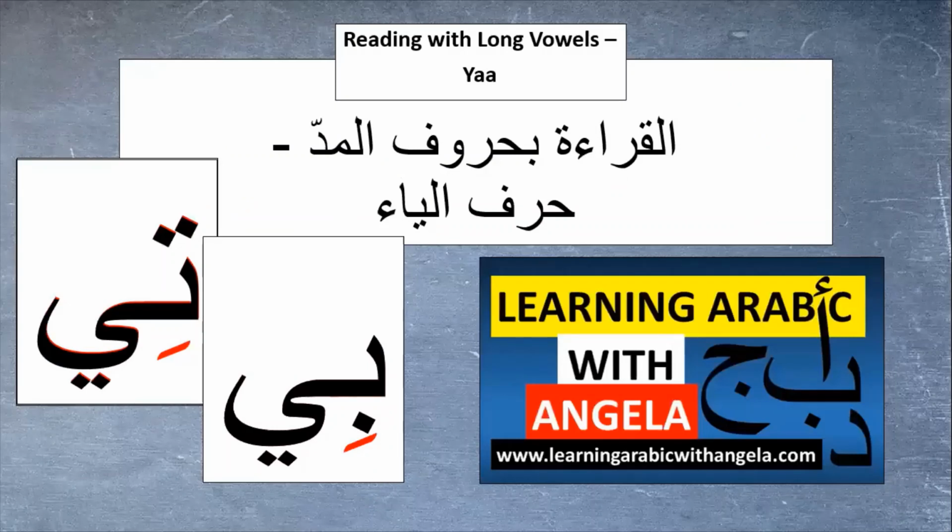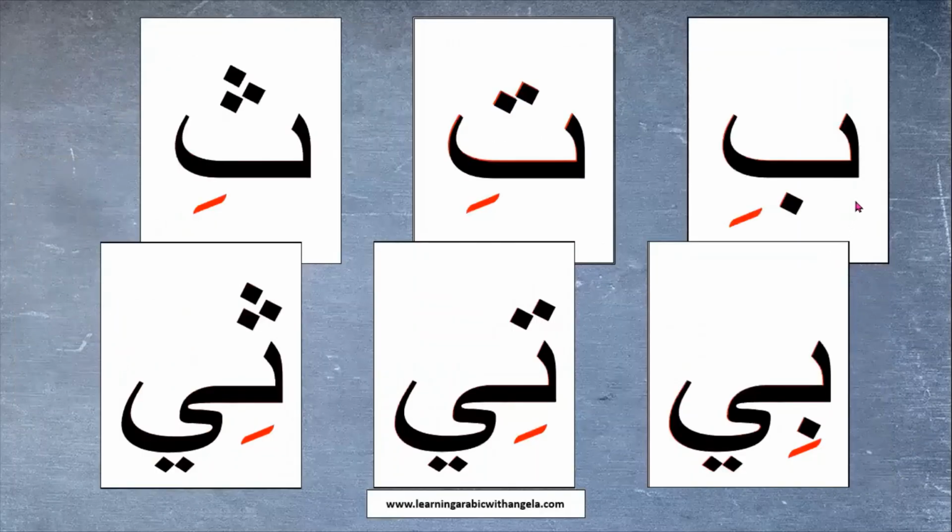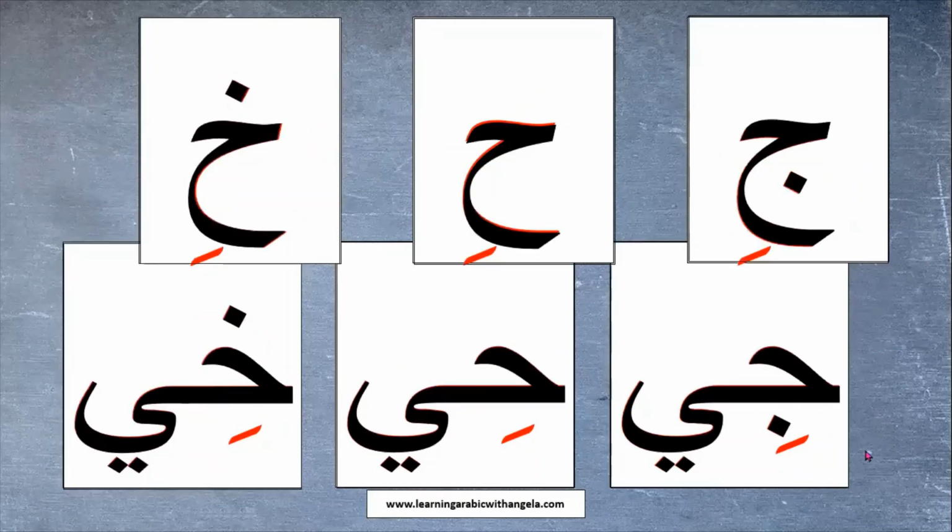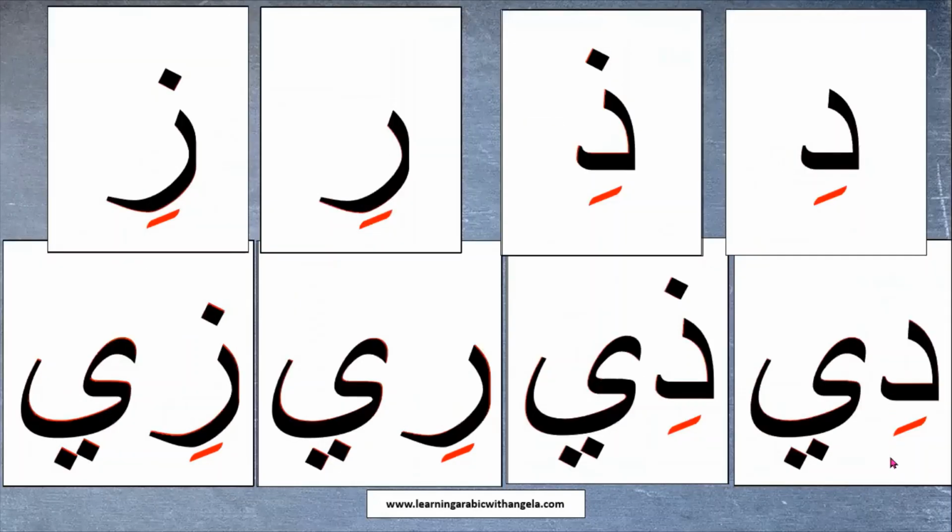Now we're going to read with the long vowel ya, which will give you the sound E. So B becomes Bee. T, T. G, G. H, H. D, D. The, the. Ri, ri. Z, Z.